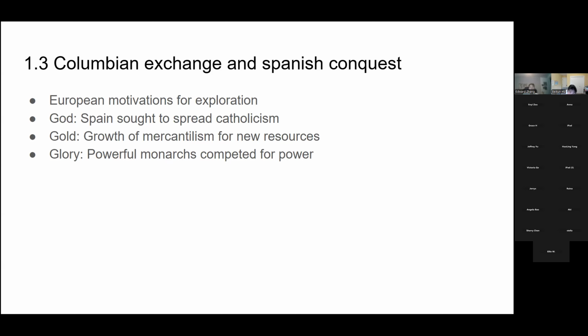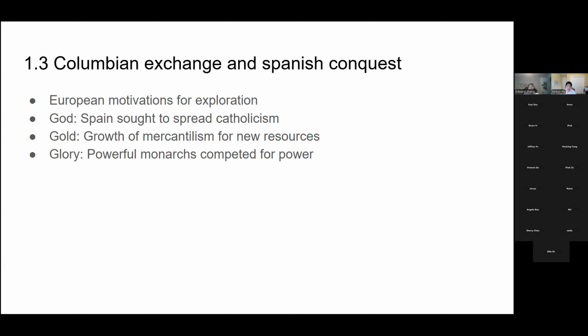So 1.3 is about the Columbian Exchange and Spanish conquest. This one is all about the European motivations for exploration. And I know Bigwin talked about this in yesterday's class. It is the three G's that you have to know: God, gold, and glory. So one example of God being one of the motivations is Spain, because they went on these civilizing missions, where they sought to spread Catholicism to the new colonies and help them by civilizing them with their right religion.